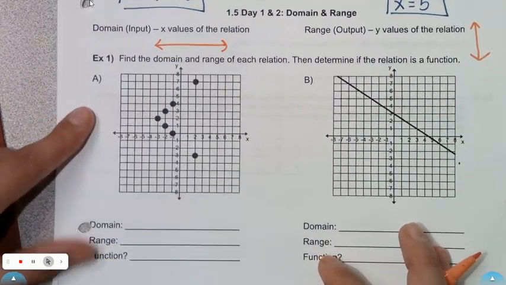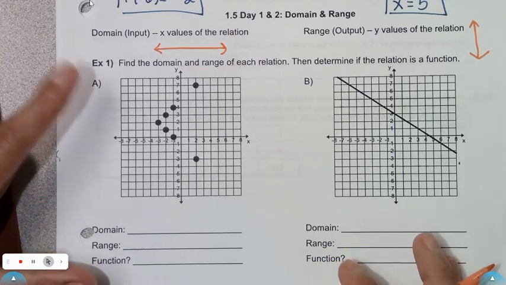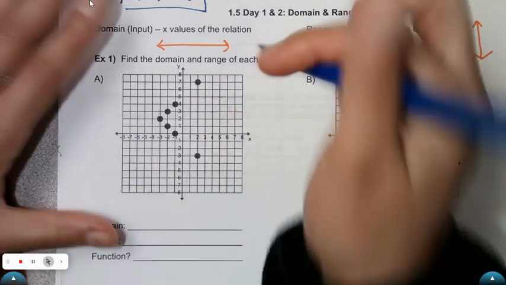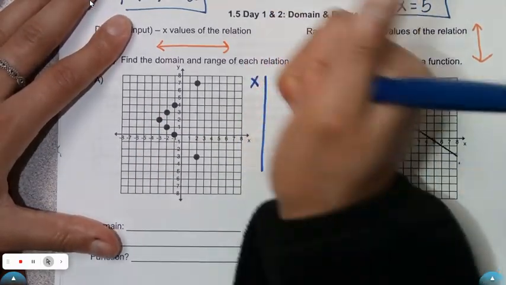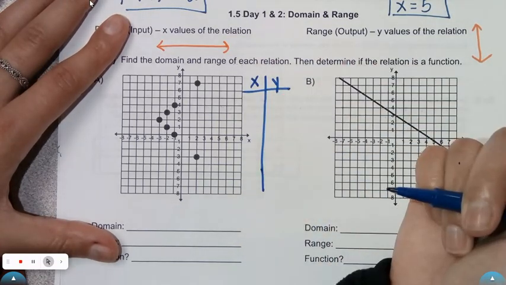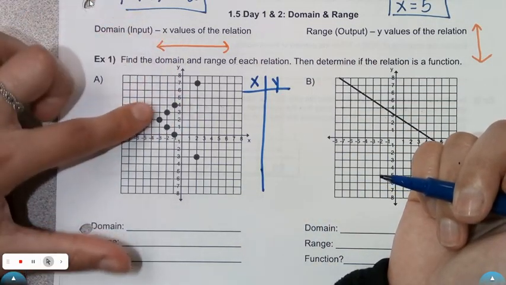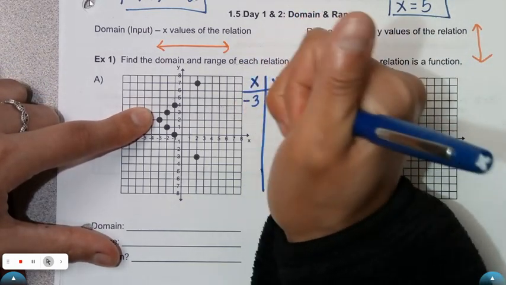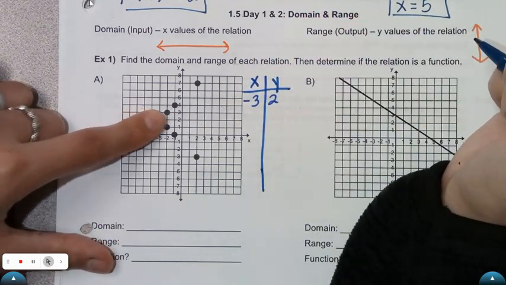All right, I'm going to look at letter A. I think it's helpful when you're given a bunch of dots to make a table, an X, Y table. You don't have to do this, but I think it is very helpful. I always start with the one that's on the most left. So this point right here, that's at negative 3, 2. And then I work my way to the right.